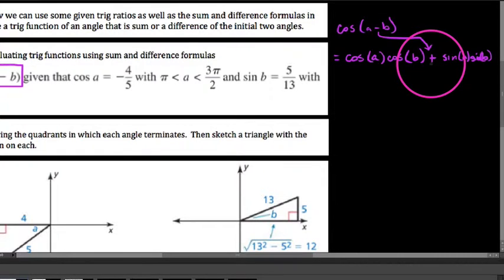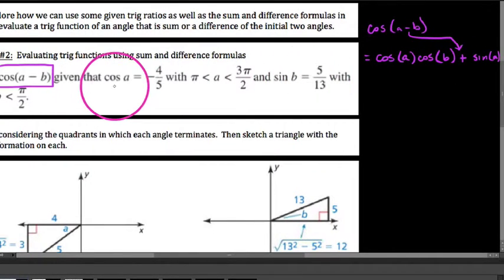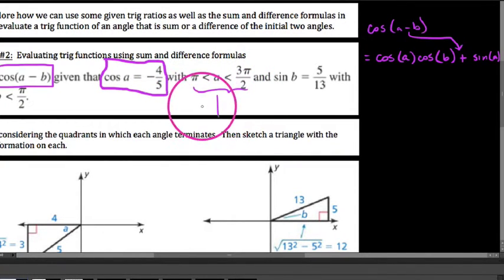Here's the deal with what we know right now. We're being told that the cosine of angle A is equal to -4/5. Keep in mind that whenever we're told the value of a trig function, we're already being told two sides of some right triangle. The cosine of A is -4/5, and A is some angle between pi and 3 pi halves. So if pi is here and 3 pi halves is here, instantly we know that this angle has to terminate down in the third quadrant.